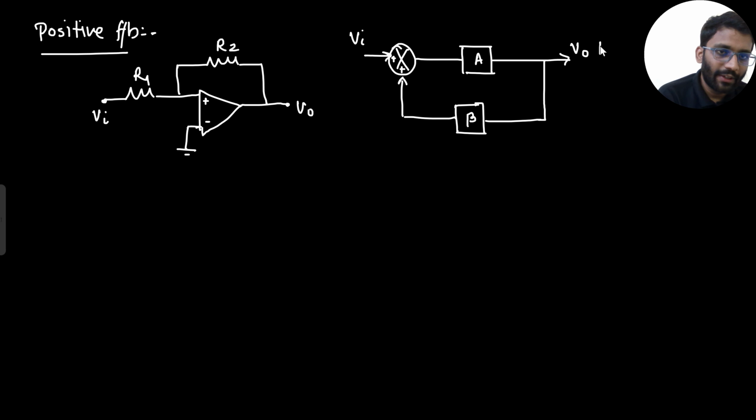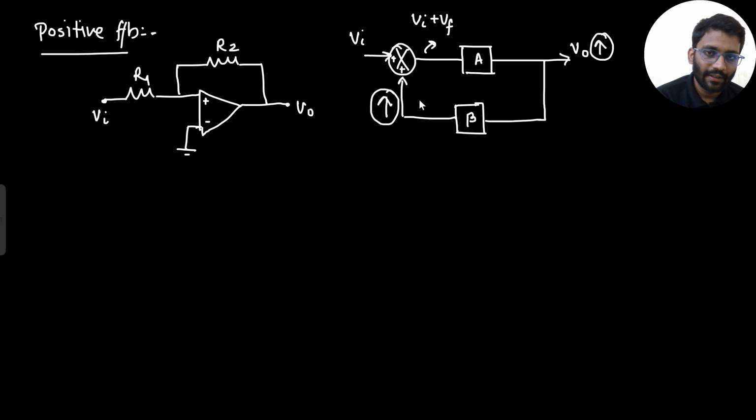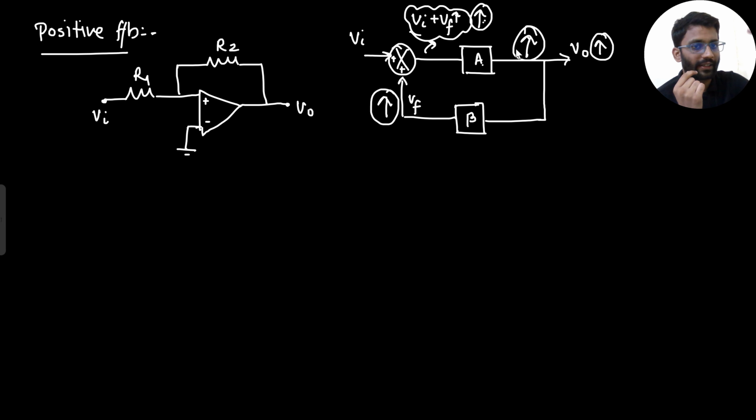So in positive feedback, if V0 is increasing, what will happen? If V0 is increasing, this node will increase. What is this node? This node is V in plus Vf. So Vf is increasing, so overall this value will increase. If this value increases, then this value into A into this value, V in plus Vf, is your output. So the output will also increase, right? So your V0 will increase.